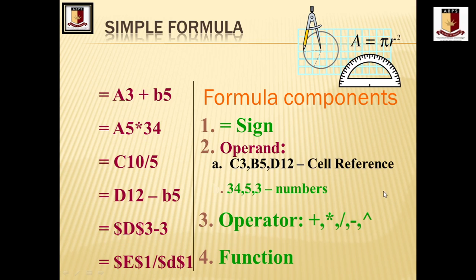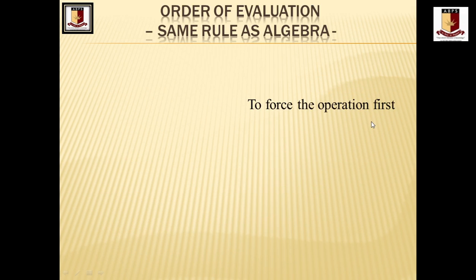Okay, so in this slide, what were the main things? Formulas, components, equal to sign, operands which may be numbers or cell references, operators like plus, minus, division, multiplication and exponent, and functions we'll learn in coming topics. Let's move to the next slide.